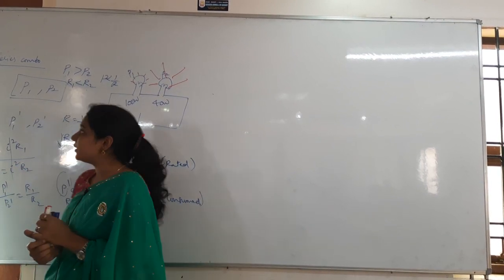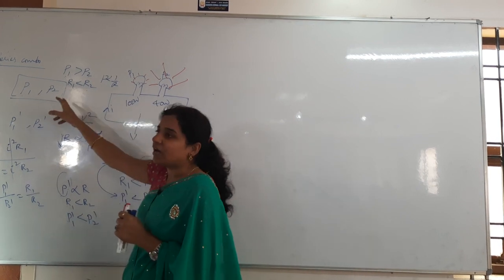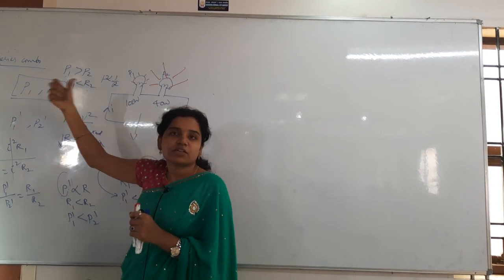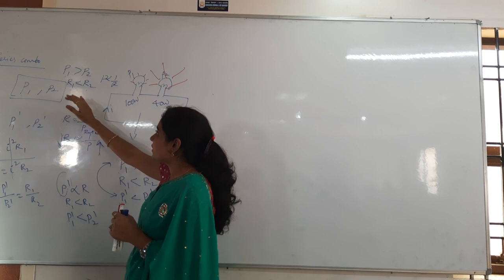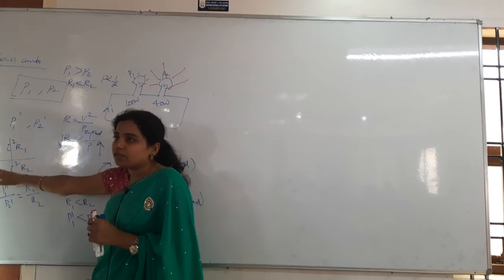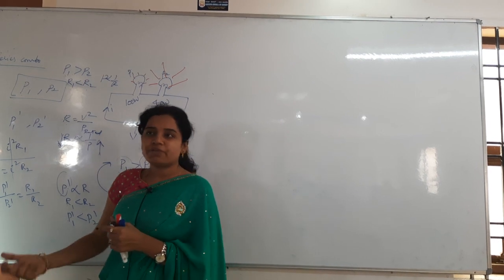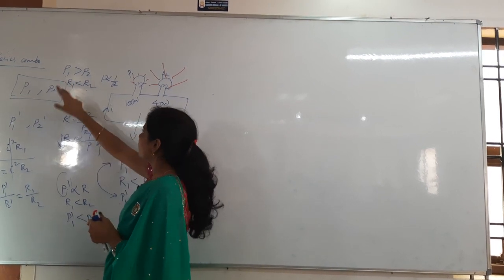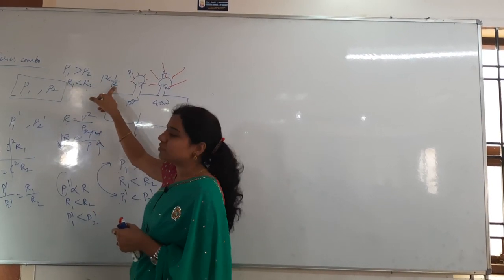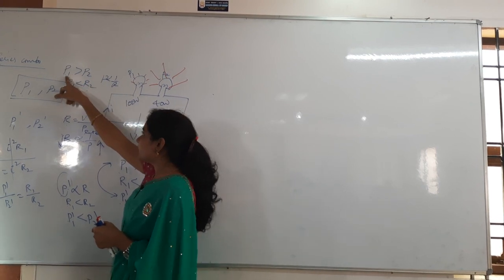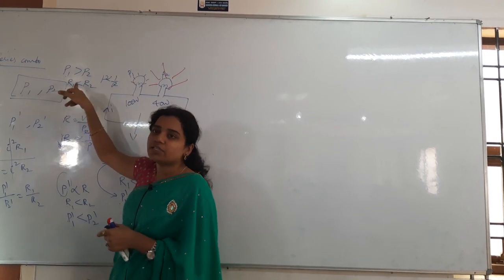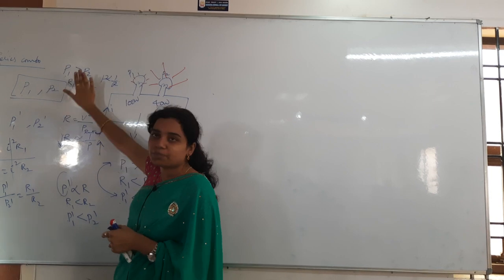Now here I said that R1 and R2 are the resistances of the bulbs. Initially, without connecting anything, I want to find out the resistance. R is equal to, what is the formula for us? V square by P only. So P is inversely proportional to R. If P1 is greater than P2, then R1 is lesser than R2. Now you just keep it aside.